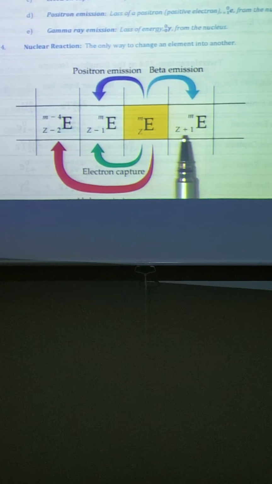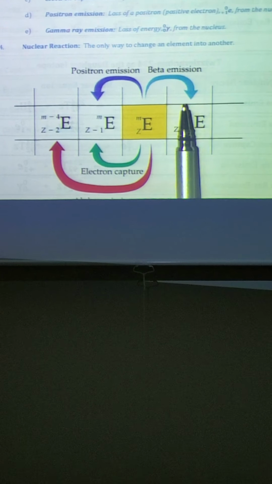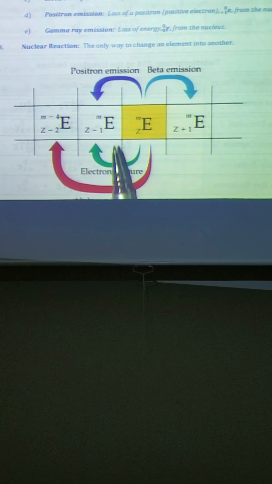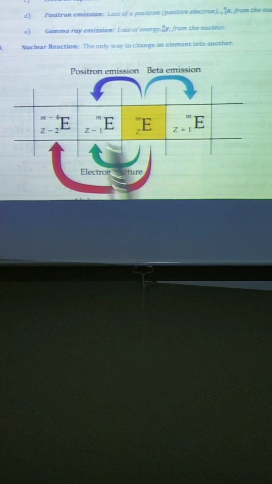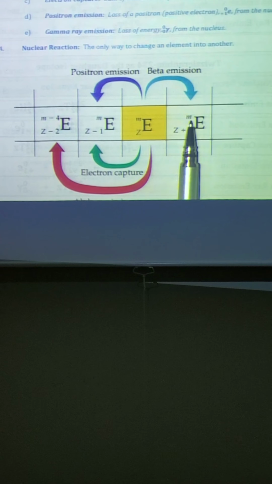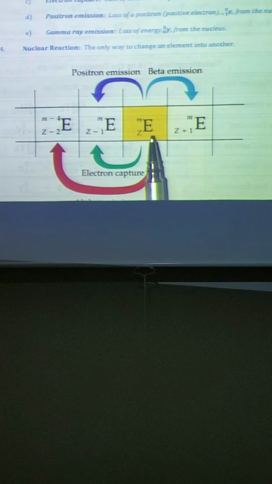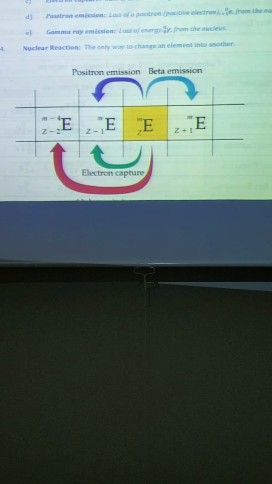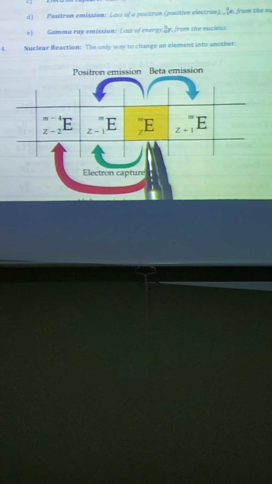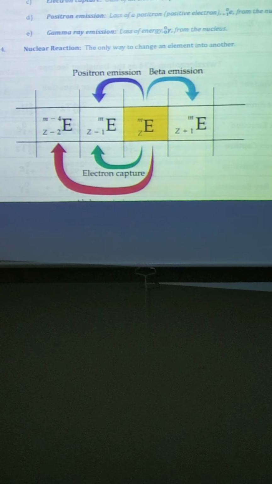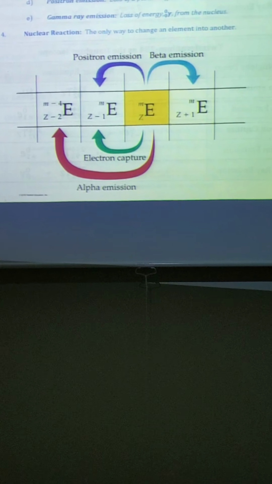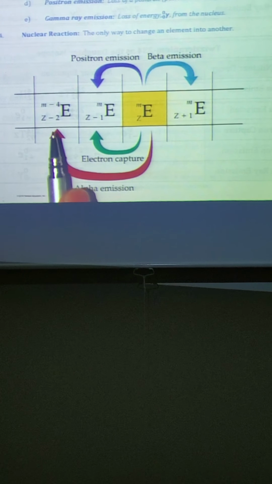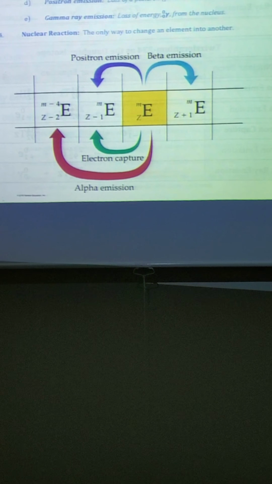So either we're increasing our atomic number, moving to the right through beta emission, or we're moving to the left either by positron emission or electron capture. In all 3 of those scenarios, the mass number does not change whatsoever. So if you see that mass number change, it has to be alpha emission. So definitely take note of this chart. Very important to realize alpha emission is the only one that moves to the left twice and the only one that the mass number changes on.